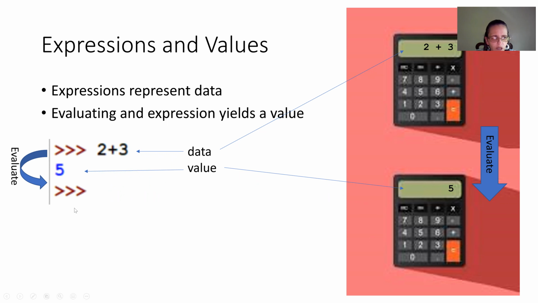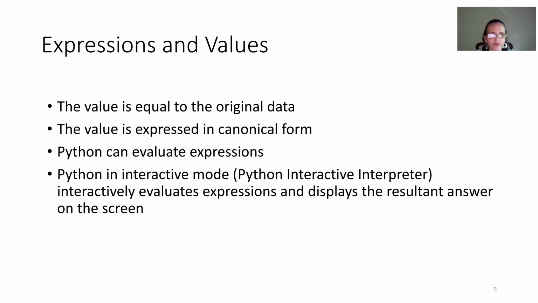This is what it would look like in Python. You might type, for example, 2 plus 3. That would be your data in the expression form. And then you would press the enter button, and Python will tell you the answer is 5, just like the calculator. So the value is going to be equal to the original data, just as we saw, 2 plus 3 is equal to 5.